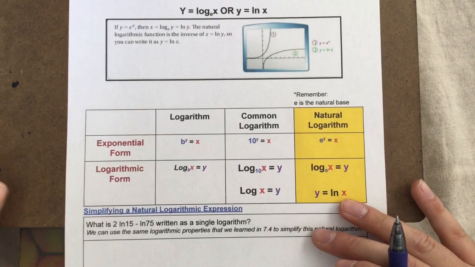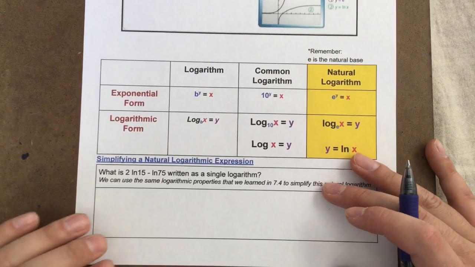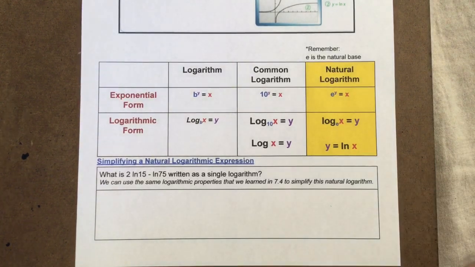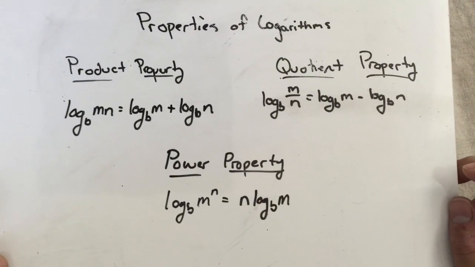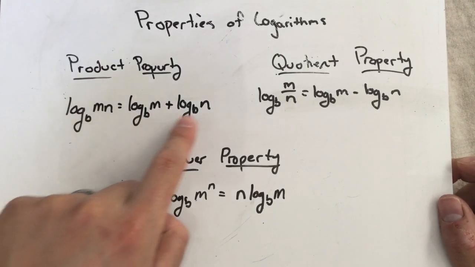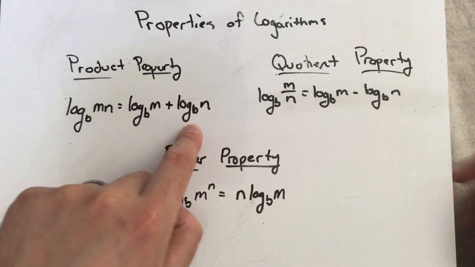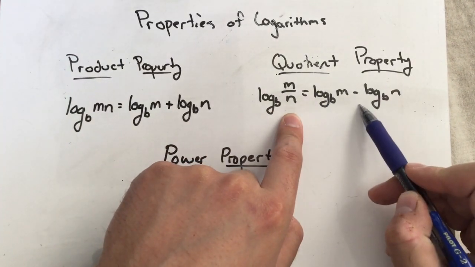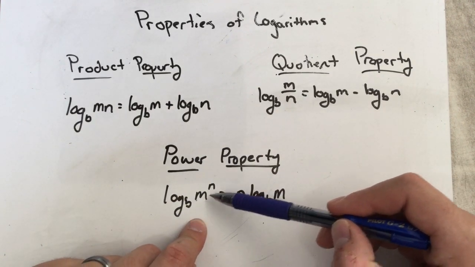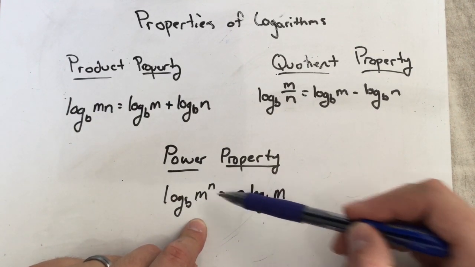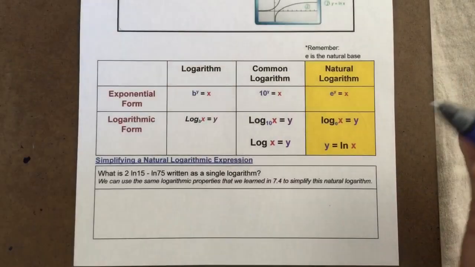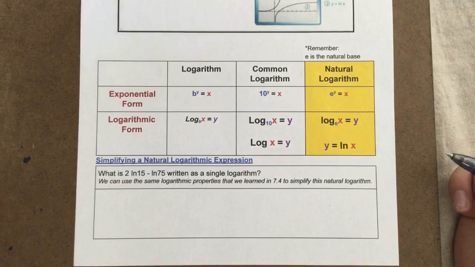So how can we simplify our natural logarithmic expressions? The same rules apply with our properties of logarithms with natural logarithms. Just remember, we have our product property, where if they're multiplying, you can add the logarithms with a common base. If you see division, that's our subtraction of logarithms. And our power property: if you have a log base b of some number raised to a power, that power comes to the outside and is multiplication. So we can simplify these the same way.